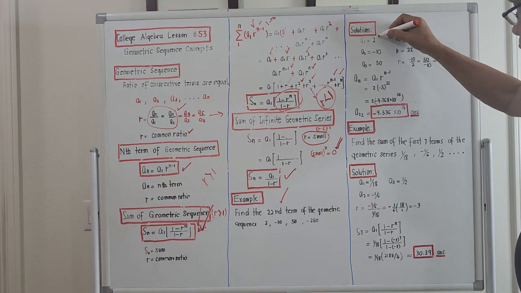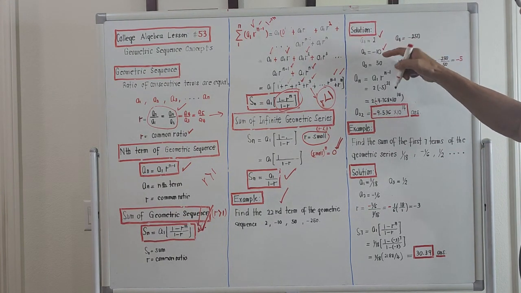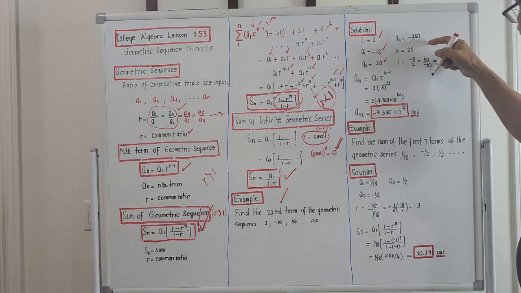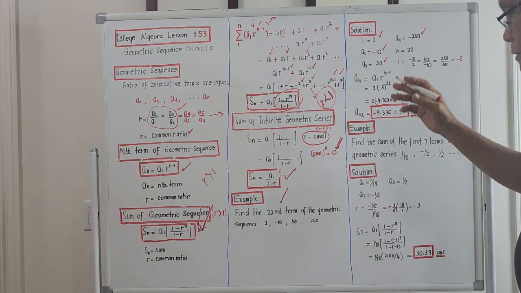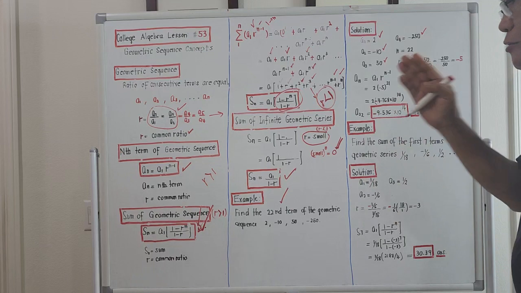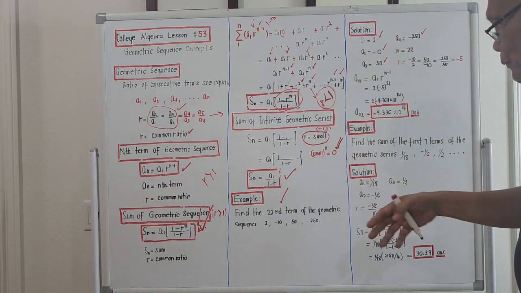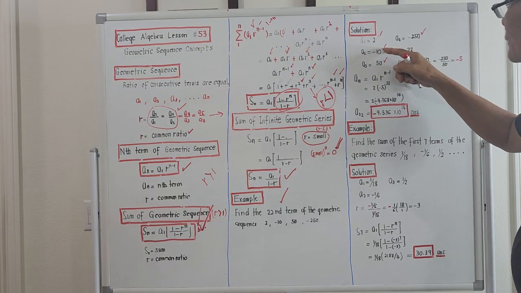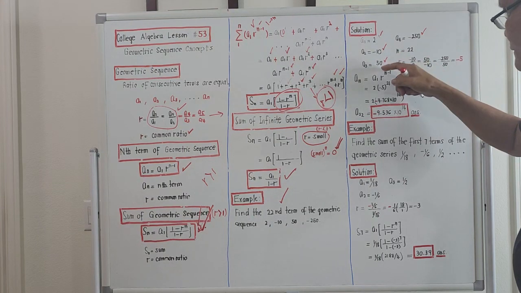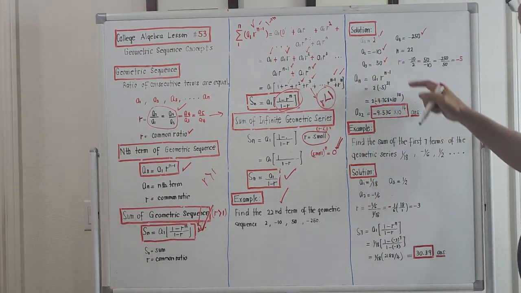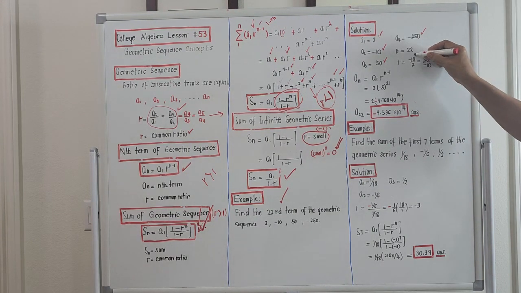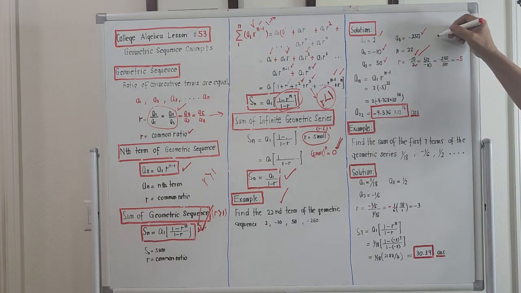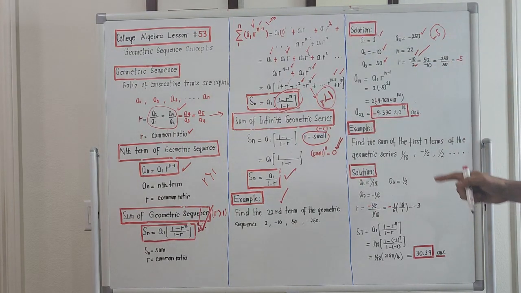Okay, let's try to bring out the solution. The value of a1 will be 2. The value of a2 will be negative 10. The value of a3 is positive 50. And the value of a4 is negative 250. For this one to be under geometric sequence, let's try to verify, because under geometric sequence, the ratio of a2 over a1 should be equal to the ratio of a3 over a2, should be equal to the ratio a4 over a3. Okay, verification. r will be, a2 is negative 10, a1 is 2. Okay, what is negative 10 over 2? That's negative 5. Right?